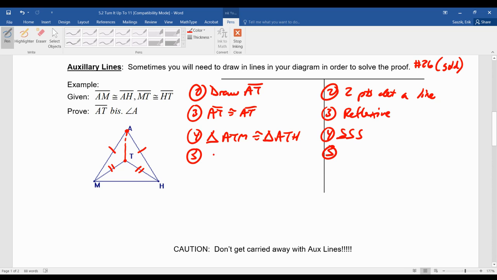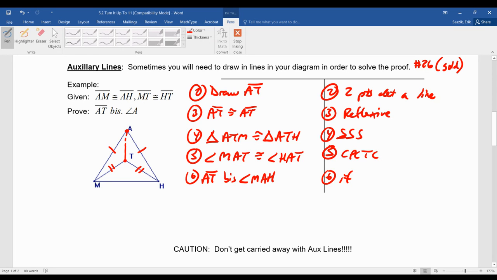Now, we're not done yet. Now you have to say the angle MAT is congruent to angle HAT. Now, that's by CPCTC. And we're still not done. Notice how we have to prove what? We have to prove bisection. So we actually have to say that AT bisects angle, and I'm not even going to call it angle A anymore because there's multiple angles there. I'm going to call it angle MAH.